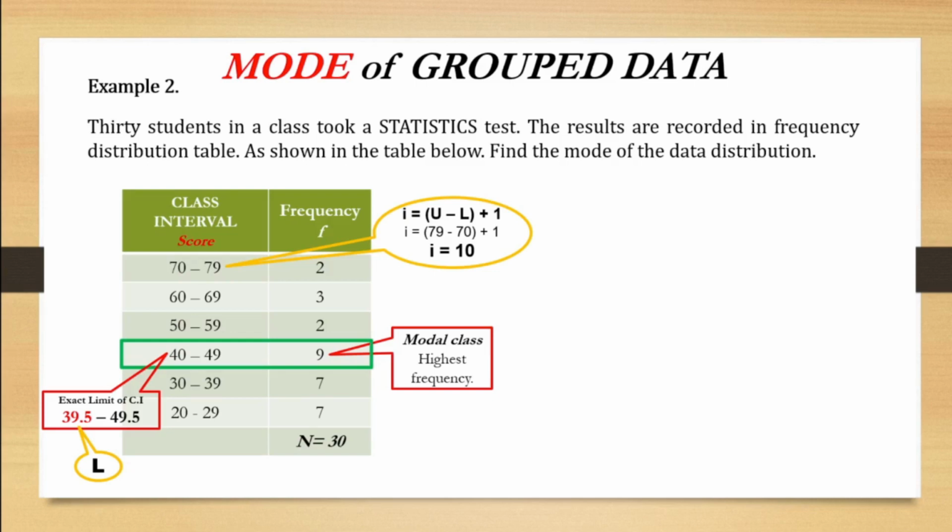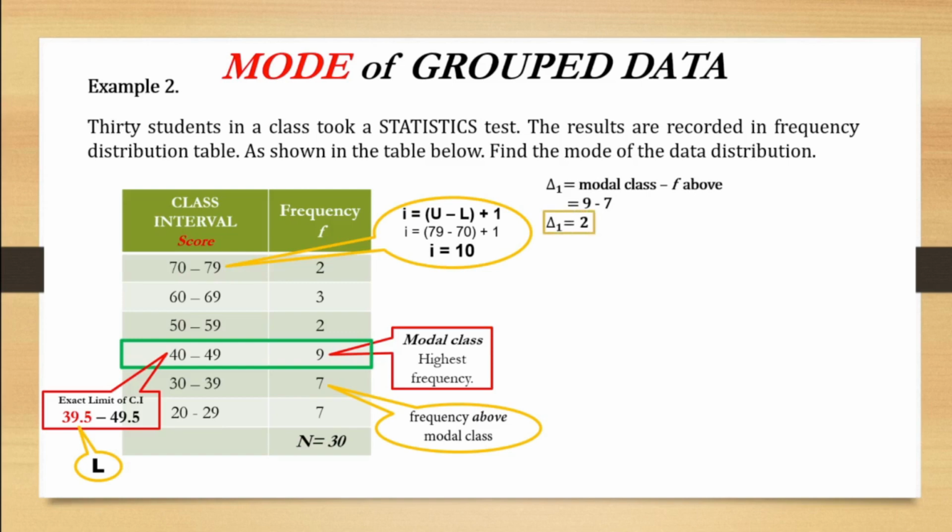And the next thing we need to do is to identify the frequency above the modal class, and that is 7. To compute now our delta 1, which is the frequency of the modal class minus the frequency above the modal class, and that is 9 minus 7, our delta 1 is equal to 2.